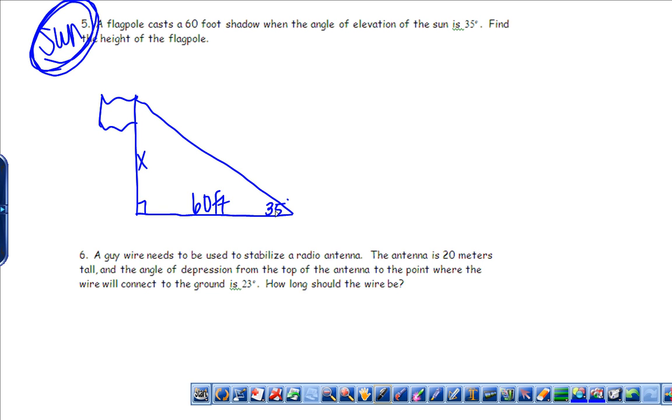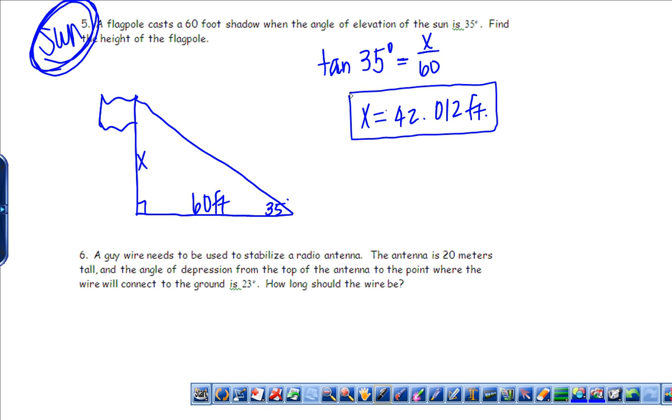So I'm probably going to use tangent, so I can use opposite over adjacent. So I'm going to say tangent of 35 degrees is opposite over adjacent. You can solve to get x is equal to 42.012, and that's going to be feet. Anytime they don't tell you what to round to, go ahead and round to the thousandths, which is 3 places.